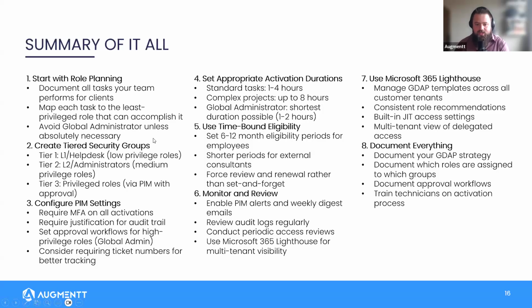Avoid global administrator unless absolutely necessary. Create those security groups in your environment, and then configure the settings on those security groups with PIM, which I'll demonstrate shortly. Use time-bound eligibility, monitoring and review. Because of those 6 months to 12 months eligibility, you're going to be constantly reviewing them. Again, set up a list of users who are going to receive the notifications for who's requested what permission and when. It doesn't necessarily fall on the reviewer, because you can configure these security group requests to be pre-approved, as long as they have certain information included.